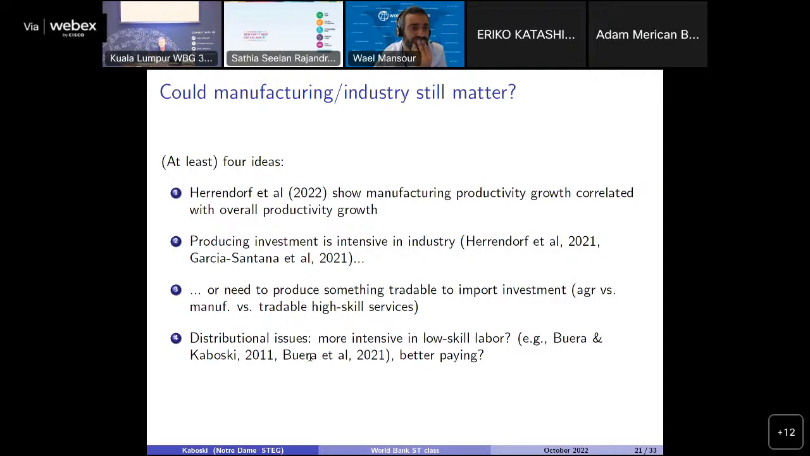So that might be the case, but I also think there are reasons to think that maybe the opposite would be true. Yeah, but that's why I put "at least", because these are the four things I could think of when I was preparing this slide. In fact, it had said at least two ideas, and I realized there was a typo, so I changed it to at least four.